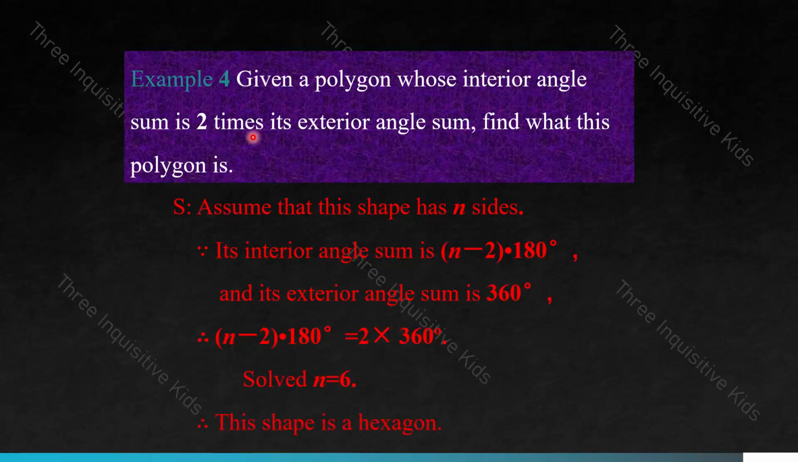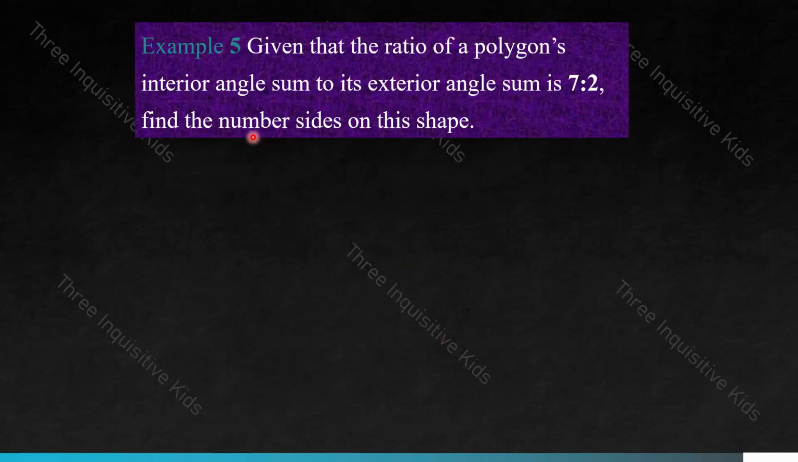So now we can answer the problem by saying this shape is a hexagon, because now that we know its number of sides, we can just call it by the name of a polygon with 6 sides, a hexagon. Given that the ratio of a polygon's interior angle sum to its exterior angle sum is 7 to 2, find the number of sides on this shape.